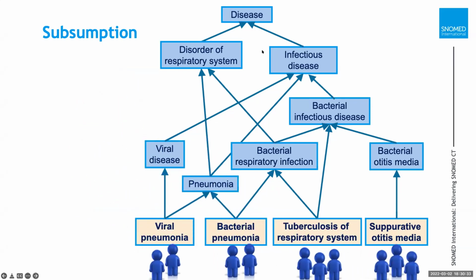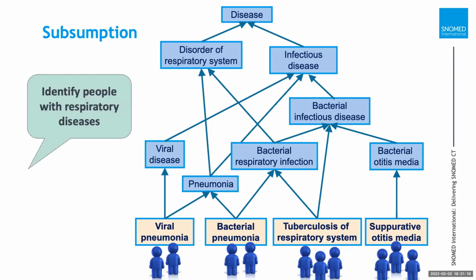Please note that we have omitted some of the concepts. If you go into the browser and explore all the supertypes of pneumonia, you'll see that there are many more. But essentially, it is a disorder of respiratory system and a type of disease. So there may be many more intermediate concepts in reality. So we are looking at this population of people who each have one of these 4 types of disorders coded using SNOMED CT: viral pneumonia, bacterial pneumonia, tuberculosis of respiratory system, and suppurative otitis media. So these disorder concepts are organized within this hierarchy.